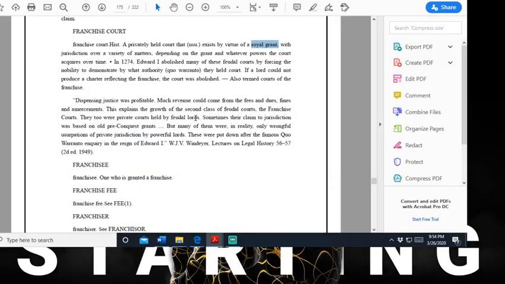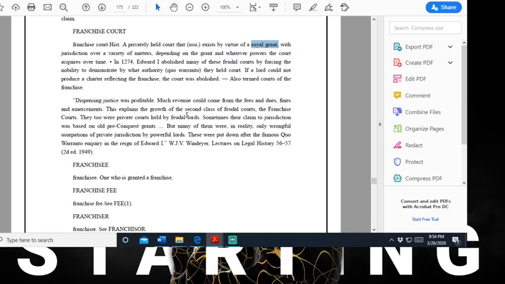So it says in 1274, Edward the First abolished many of these feudal courts by forcing the nobility to demonstrate by what authority, and they filed a writ of quo warranto that held the court. So the quo determines the authority which they have. So this is also a remedy that you can use when you're dealing with this.